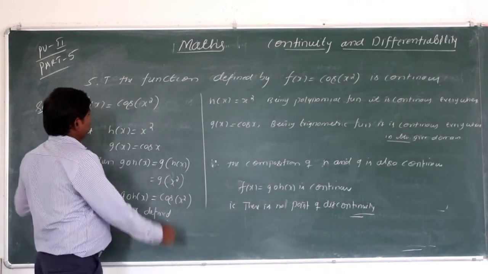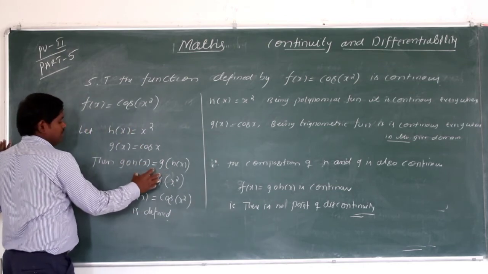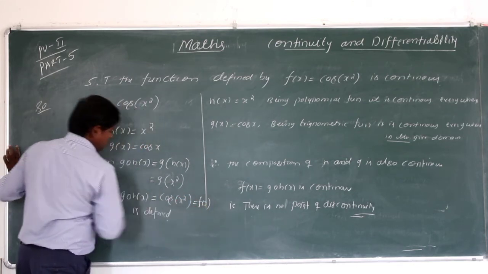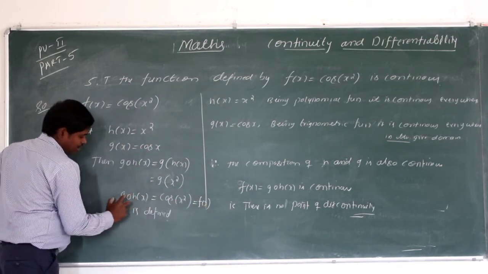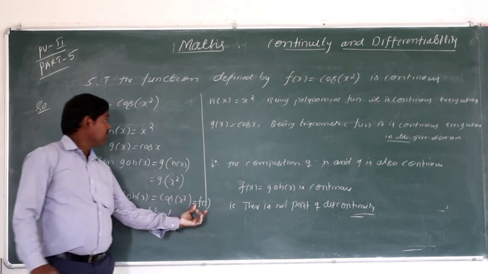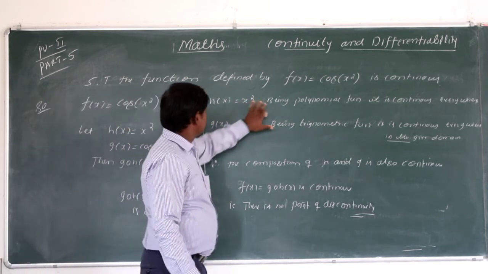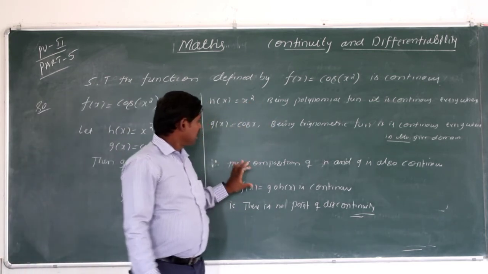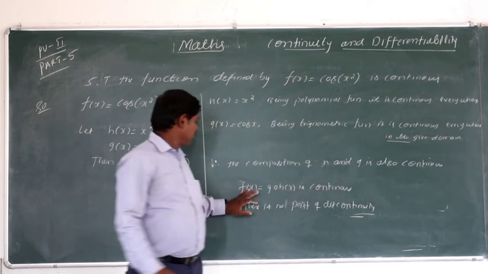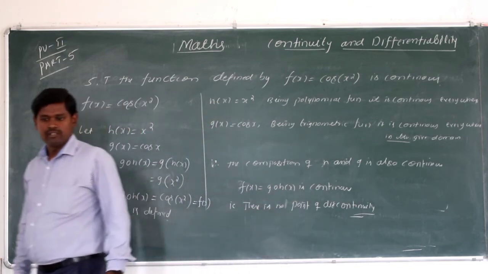Because g circle h of x is defined, this is the limit, f of x. If you prove that g circle h of x is continuous, then the given function f of x is continuous. So h of x is continuous, g of x is continuous, and the composition of h and g is also continuous. Therefore, f of x equal to g circle h of x is continuous. That means there is no point of discontinuity.